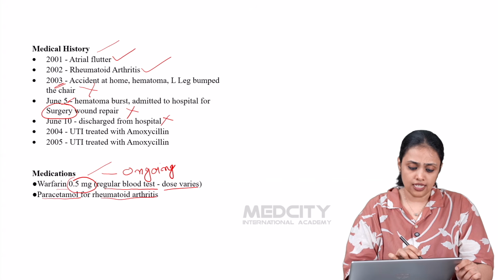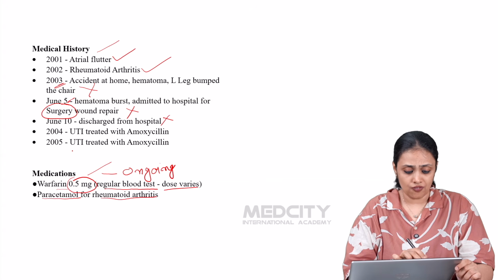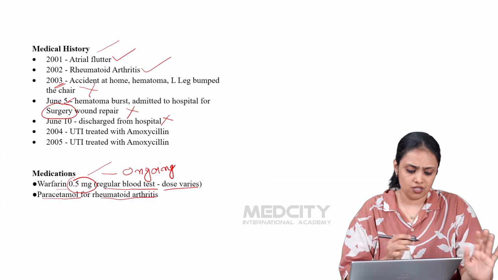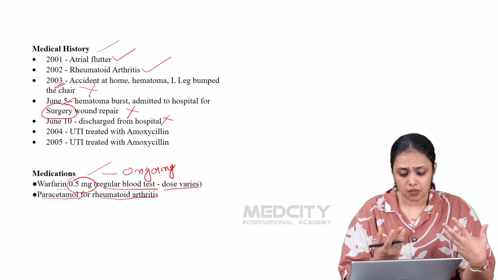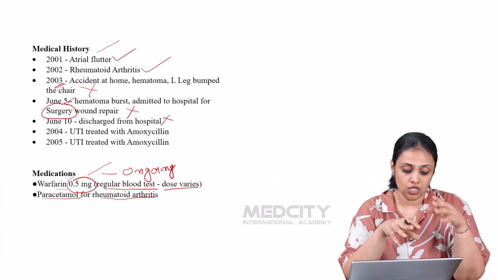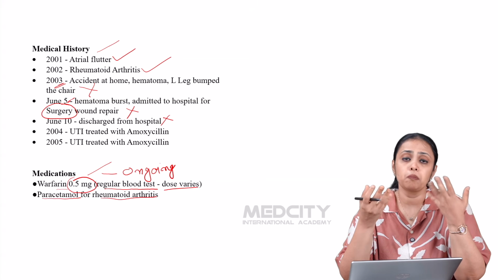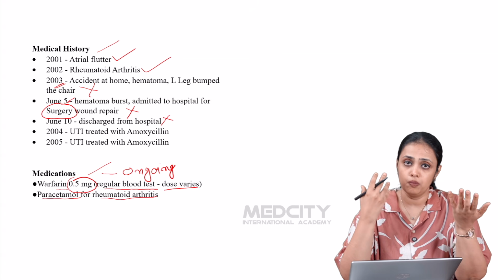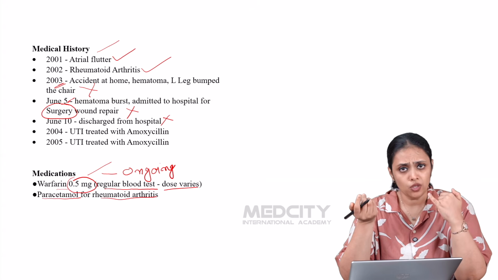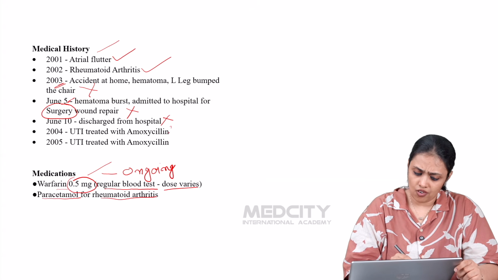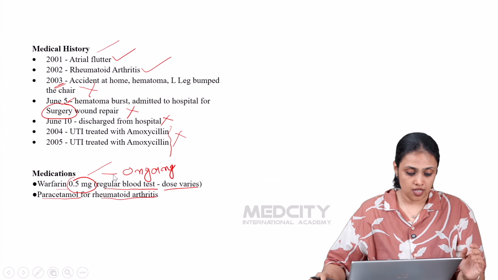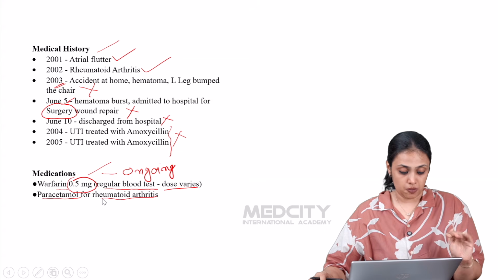Then UTI treated with amoxicillin, 2005. This also I wouldn't say is relevant because it happened many years ago. But since the patient had two episodes of this condition in two consecutive years, maybe the patient might have such a possibility. If you think of it as a semi-relevant detail, you can include it if you want, but I wouldn't say it is relevant. You need not consider that as well. So I hope the medical history and medications part is clear.